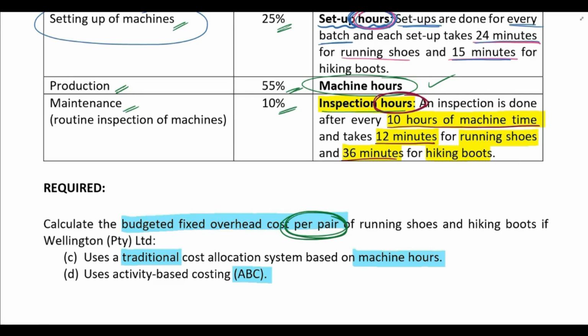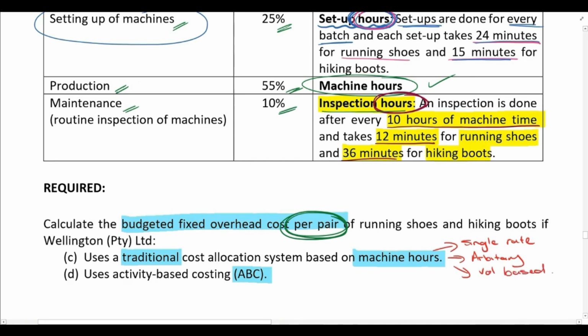Okay, so let's first just look at traditional costing. Very simple, we've got most of the information already. Remember guys, with traditional costing, we calculate one single rate. It is arbitrary and it is volume-based.